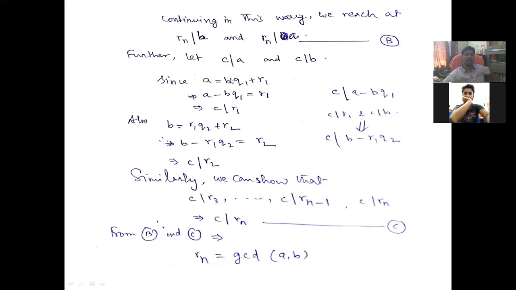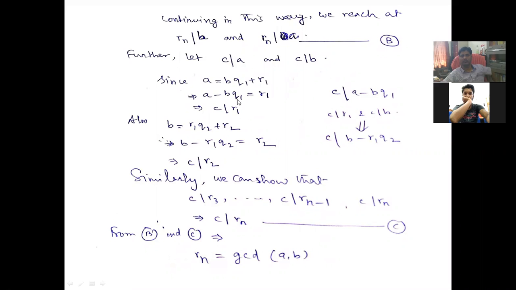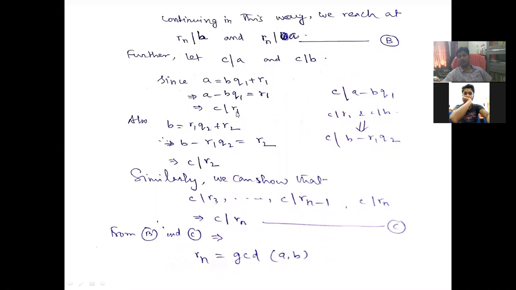So see how we prove it. C divides A and C divides B. Since A equals BQ1 plus R1, A minus BQ1 equals R1. So C divides R1. C divides A minus BQ1, and A minus BQ1, you see in your equation, is R1. C divides R1 and C divides B, so C divides B minus R1 Q2. So this is C divides R2.